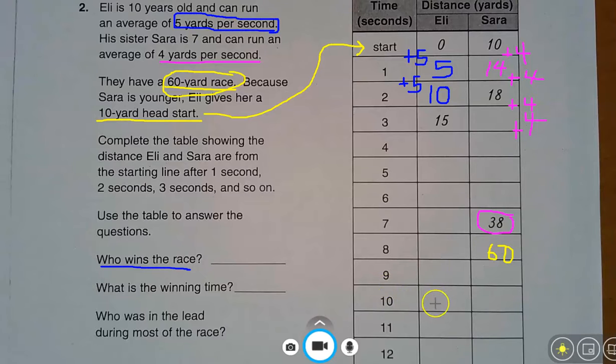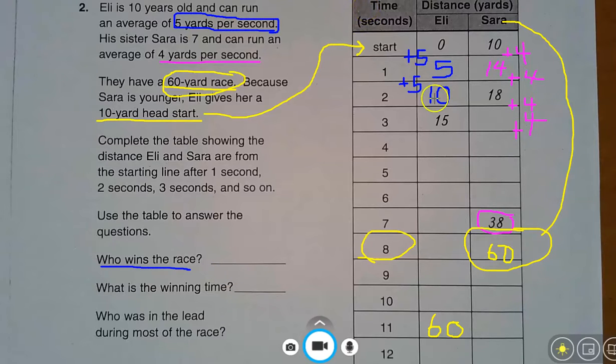And let's say when I've added all these 5s at 11, it comes out to be 60. By the way, both of these are wrong. But for the sake of argument, let's say this is where the 60s come out. So who won the race? Well, it'd be the first person that got to 60. So according to my numbers that are wrong, Sarah won the race. Her winning time is 8 seconds. So that's how you would answer these 2 questions.